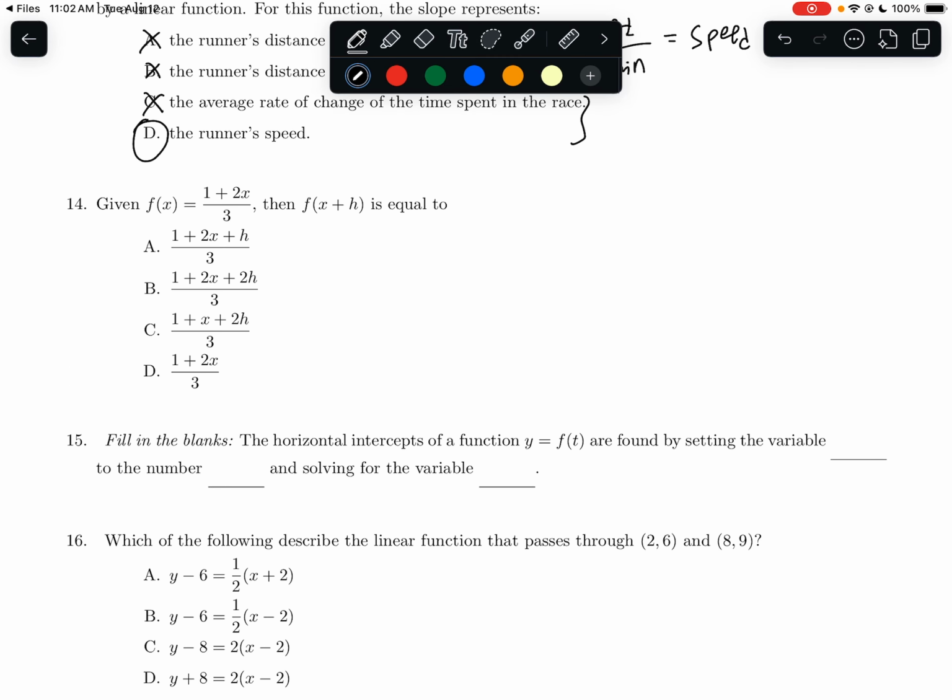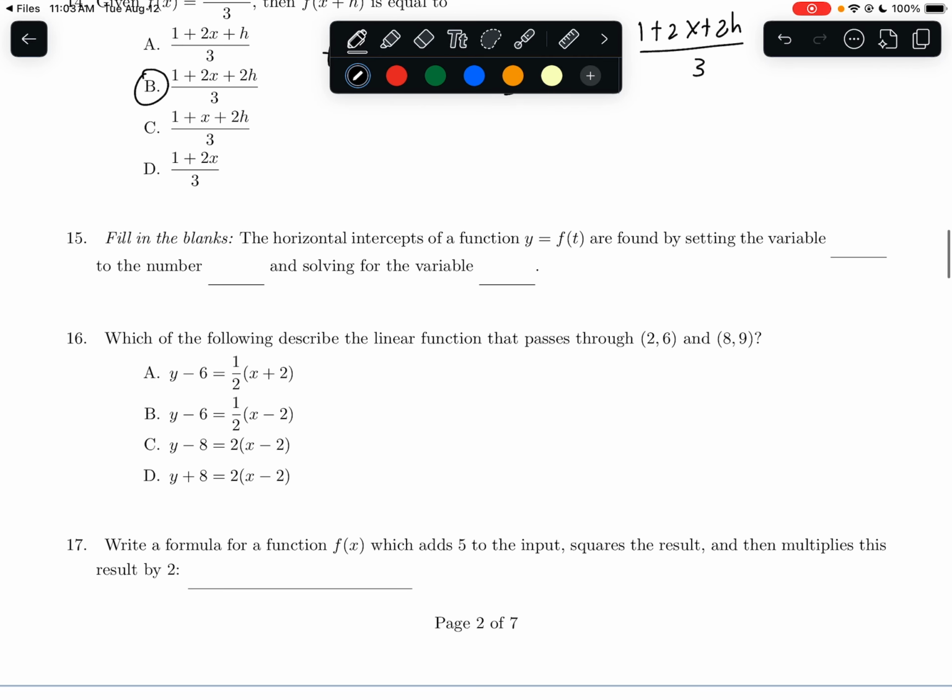Okay. This next one, this is something you would compute: f of x plus h, just like you did for the true or false. So replace every x in the formula with x plus h. Now this needs to be simplified a little bit. So 1 plus 2x plus 2h over 3. And that is option B.